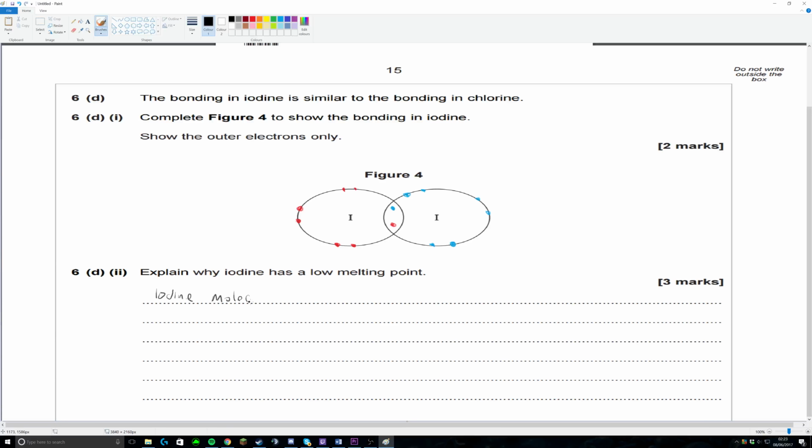C2 June 2015 AQA. Question 6D. They say iodine has a low melting point. What does this mean? It means iodine needs less energy for molecules to move around, and less energy for molecules to move around enough to break out of a solid structure and into a liquid.